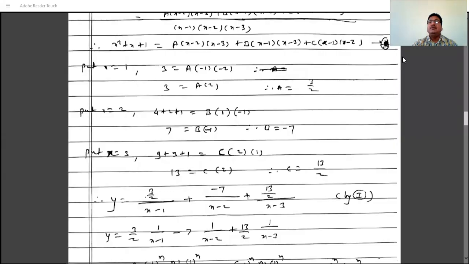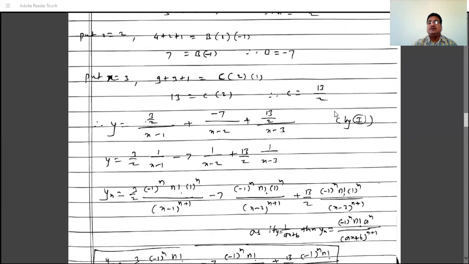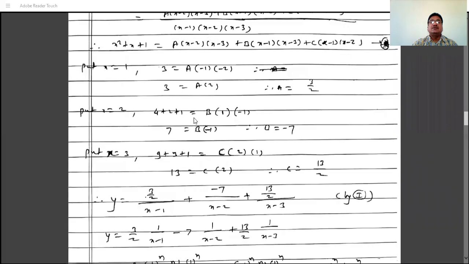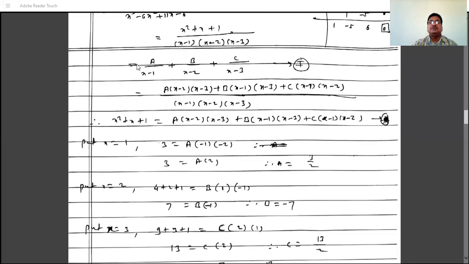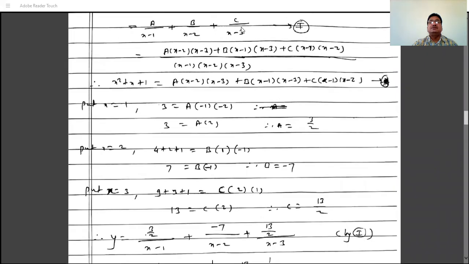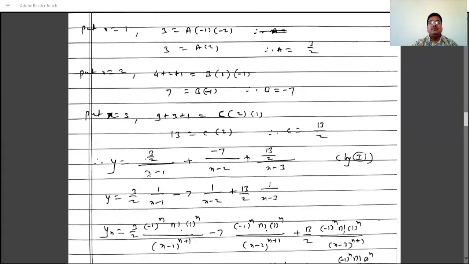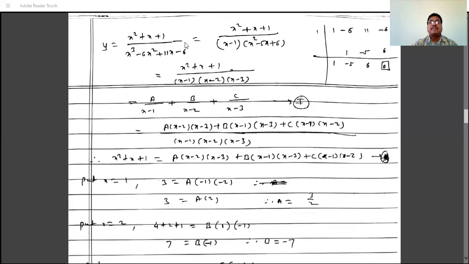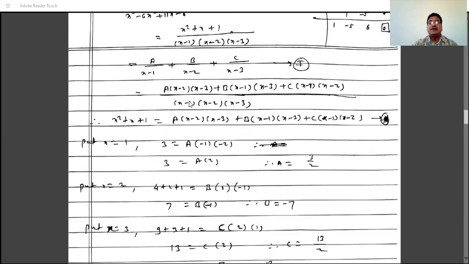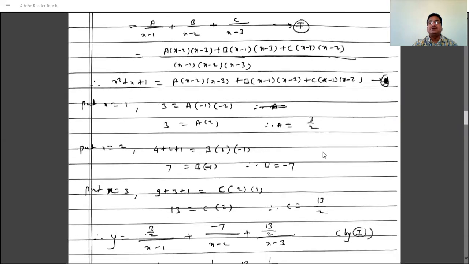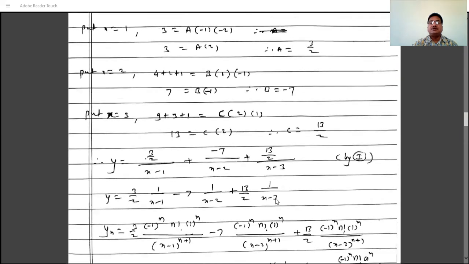And therefore we have C as 13 by 2. And so y is equal to, substitute these values of A, B, C in this step. So we have y is equal to 3 by 2, the value of A is 3 by 2, divided by x minus 1, minus, the value of B is minus 7, divided by x minus 2, and the value of C as 13 by 2 divided by x minus 3.